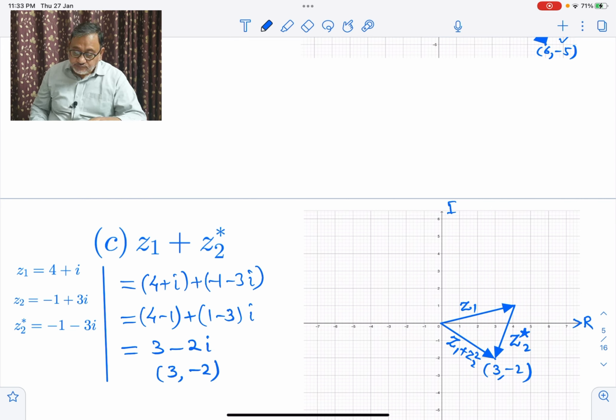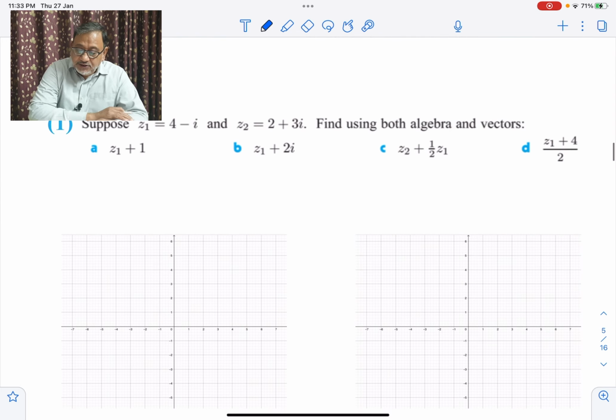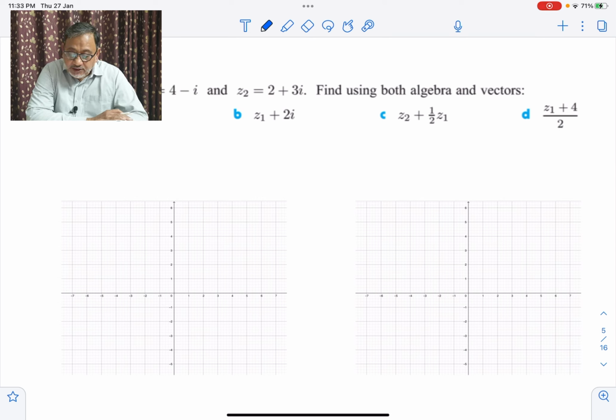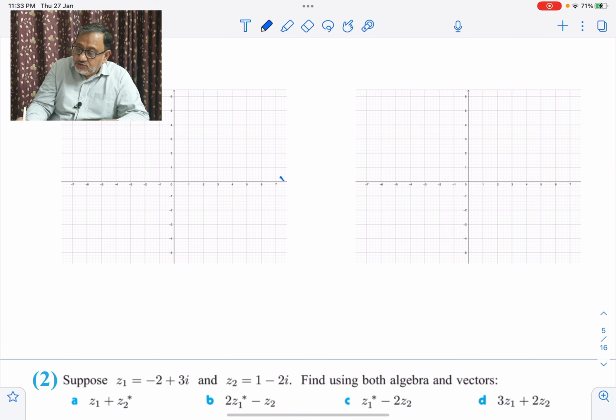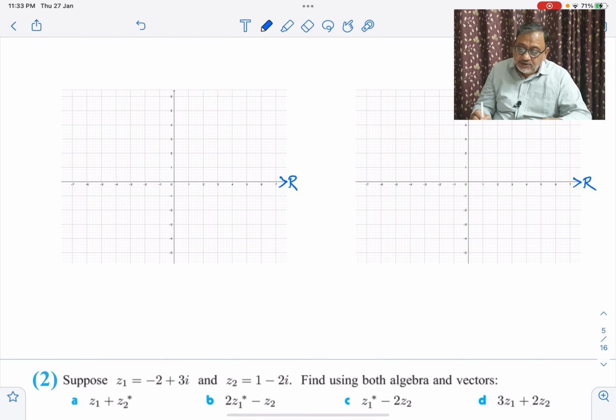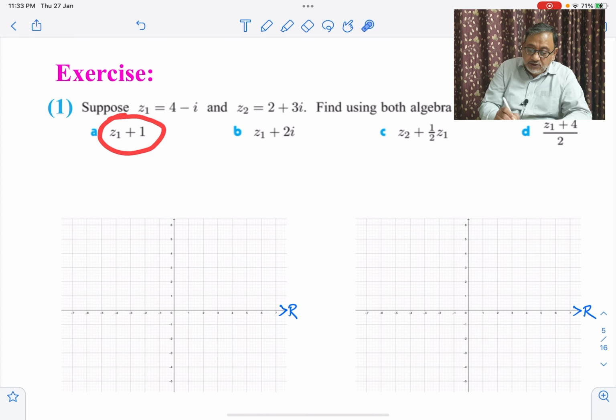Now this is the exercise. I am putting it here. I hope you will try this exercise. I will leave the graphical complex planes here, so you can try them yourself. Otherwise I will show it to you next time. Or should I show you one of them? Let me show you this one, because it is z1 plus 1. Now look here. z1 plus 1 means what? A part.